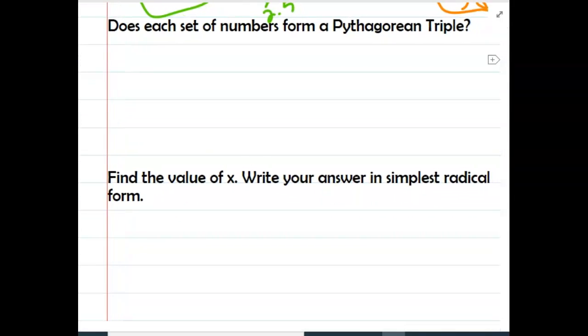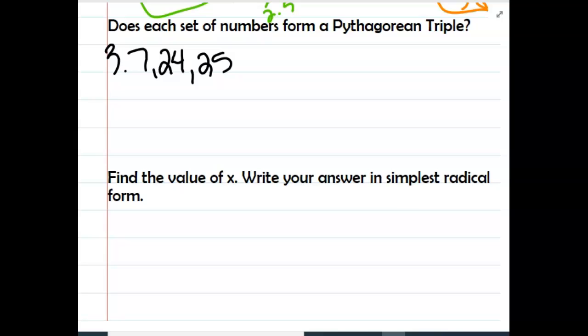Okay, now these ones, we're going to be looking at a set of numbers. We're going to decide if they are a Pythagorean triple. A Pythagorean triple just means, could they be the 3 sides of a right triangle? That's it. So, number 3, let's say we have 7, 24, and 25.